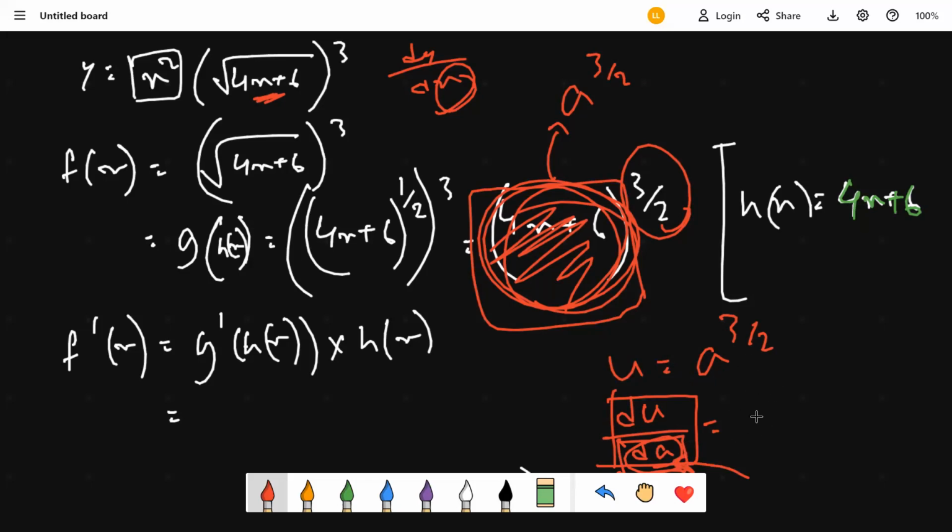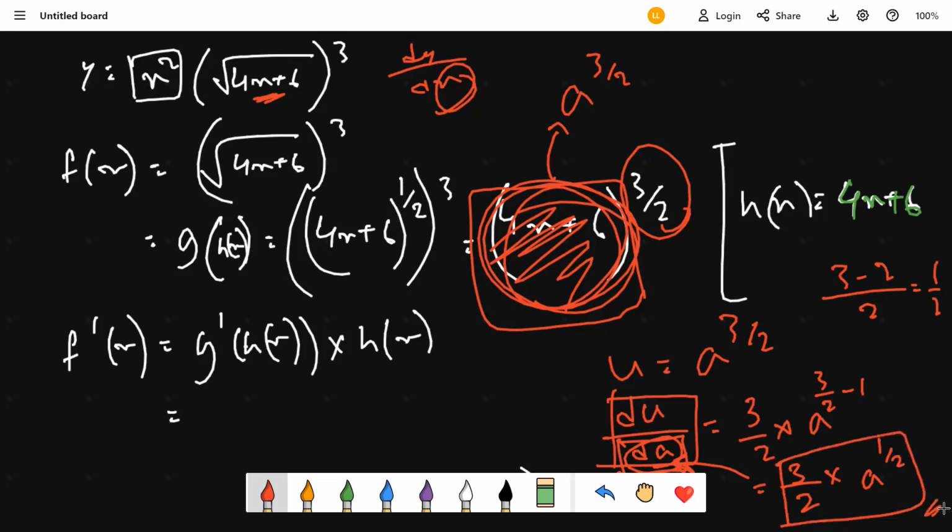So differentiating with respect to a gives us what? 3 by 2 times a to the power 3 by 2 minus 1. That's the formula. So implementing that gives us 3 over 2 times, simplifying this gives us what? 3 by 2, and 2 ones are 2, so minus 2 here. So 3 minus 2 is 1 over 2. So that means this gives us a value of a to the power 1 by 2. So this is our expression, isn't it?